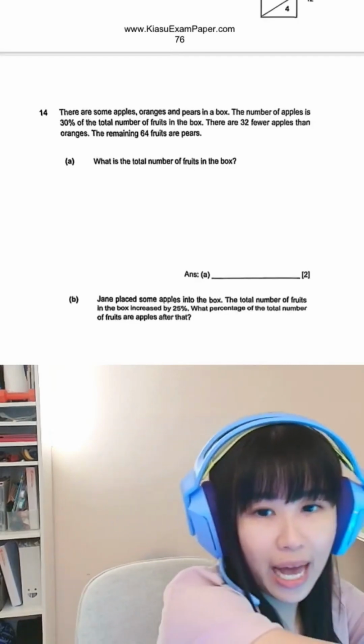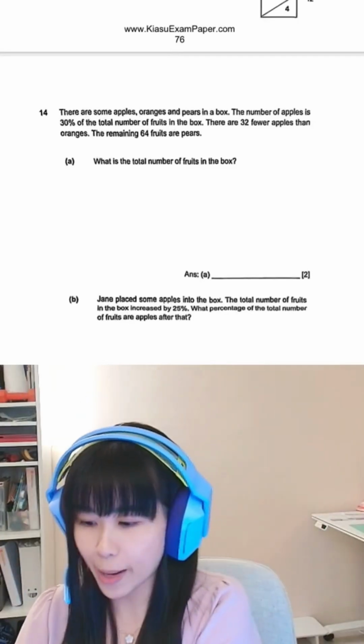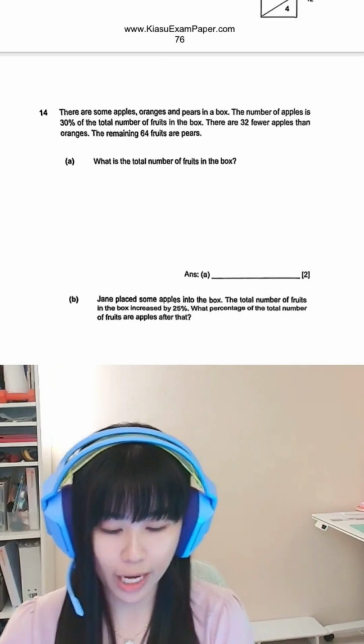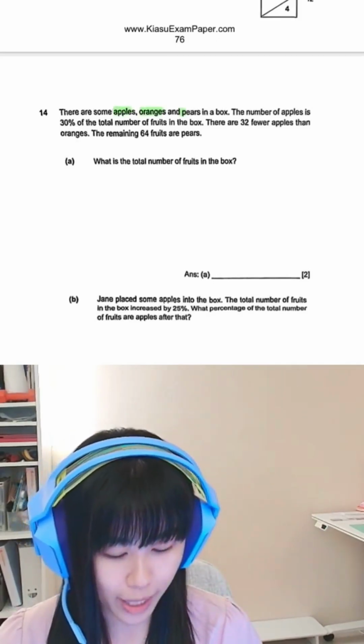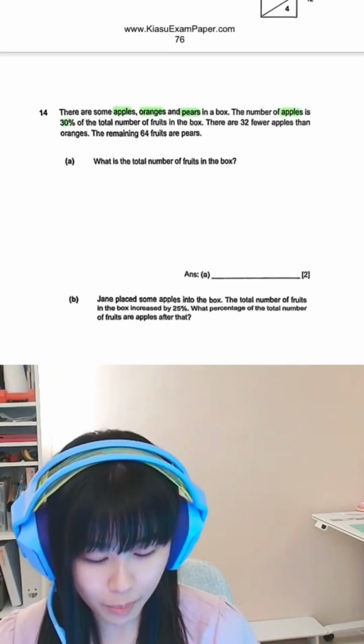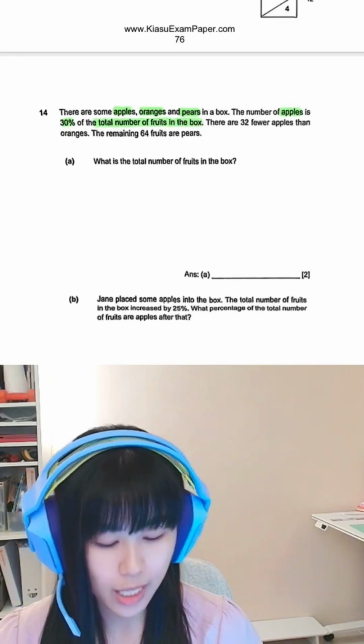Question 14: there are some apples, oranges, and pears in the box. There are 3 items: apples, oranges, pears. The number of apples is 30% of the total number of fruits in the box.